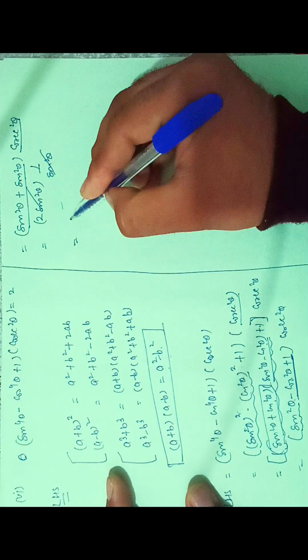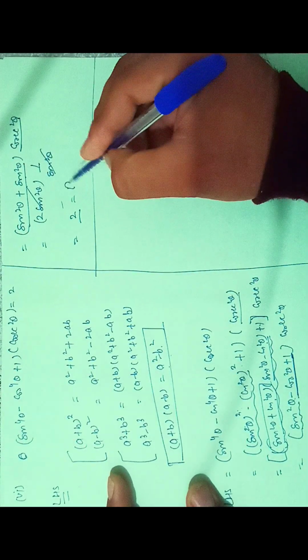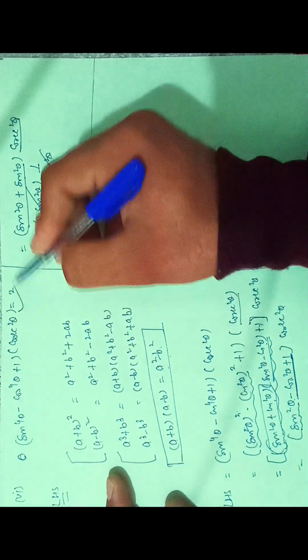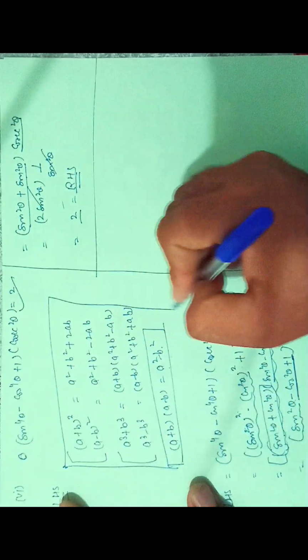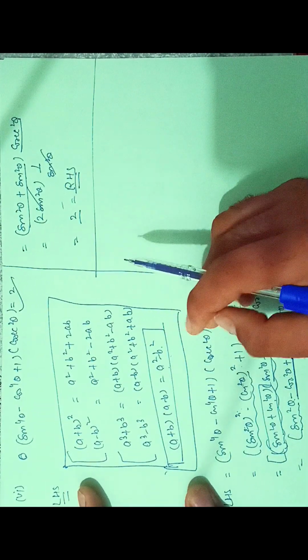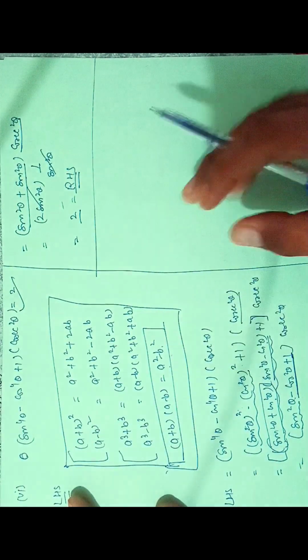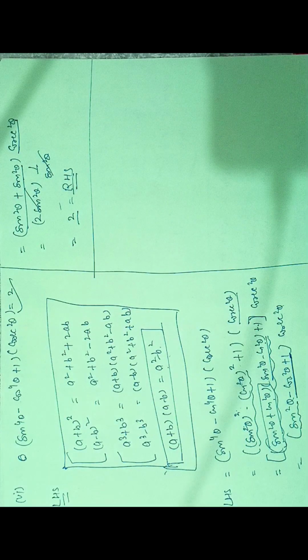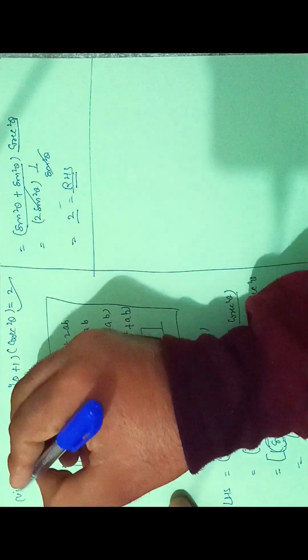Sin square theta will be cancelled and we'll get 2. Okay, and we have to prove this one. So this is the right hand side. These are the most important identities, you have to remember them because we'll apply these identities in other questions. Okay, and so that was the last, seventh, question.